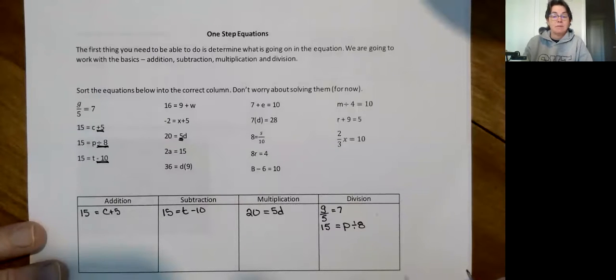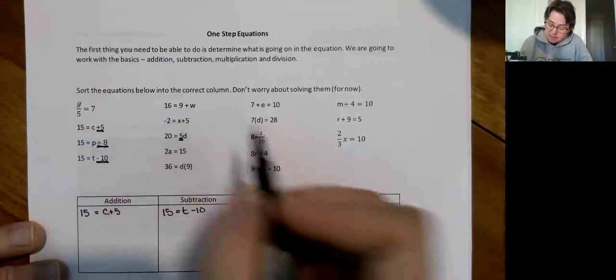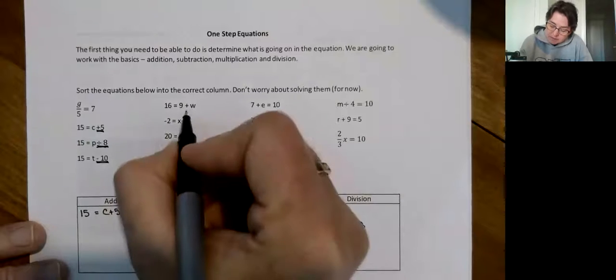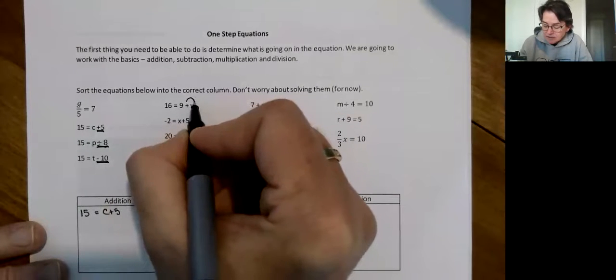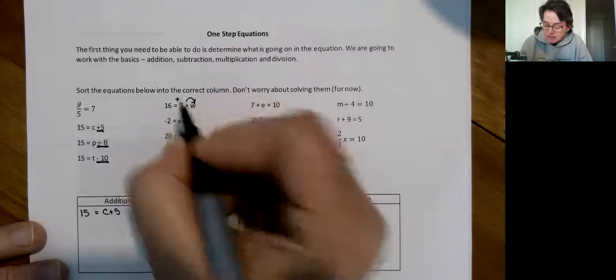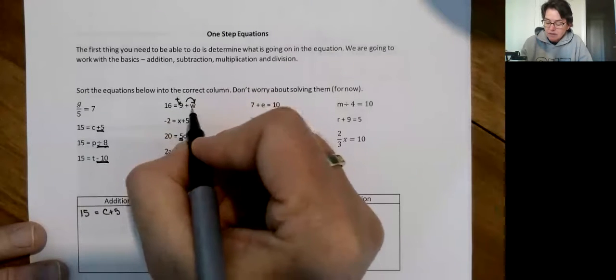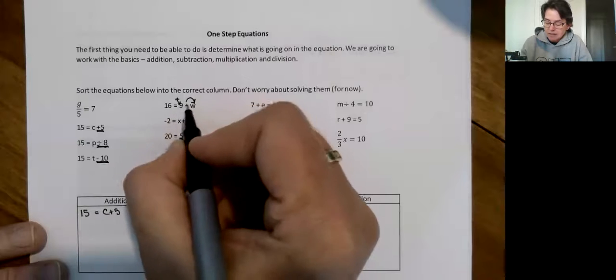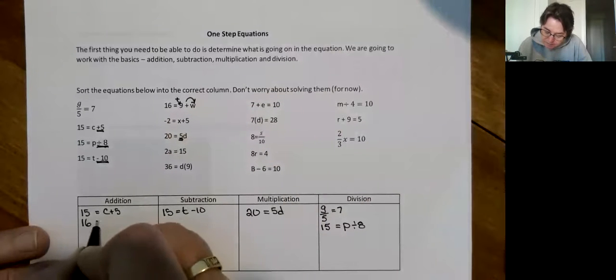All right, I hope you turned off the video and did this. So now I'm just going to go through the ones that are remaining. 16 is 9 plus W. Well, this one's a little bit tricky because this plus actually refers to the W here, but there's an understood plus on the 9. So actually we're adding 9 there to the W, so it still goes under addition.